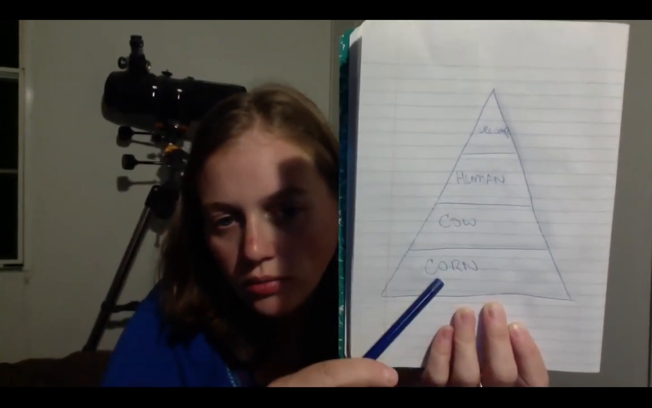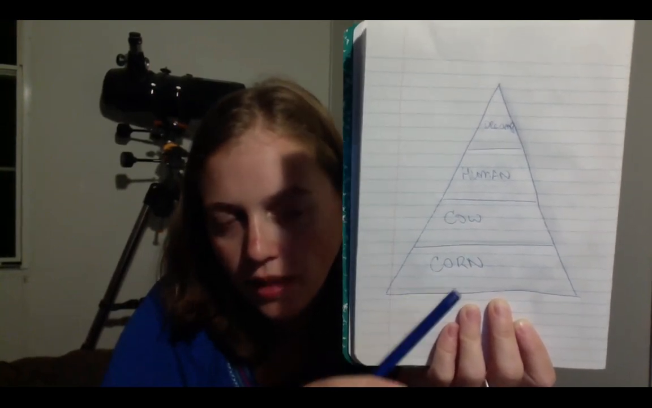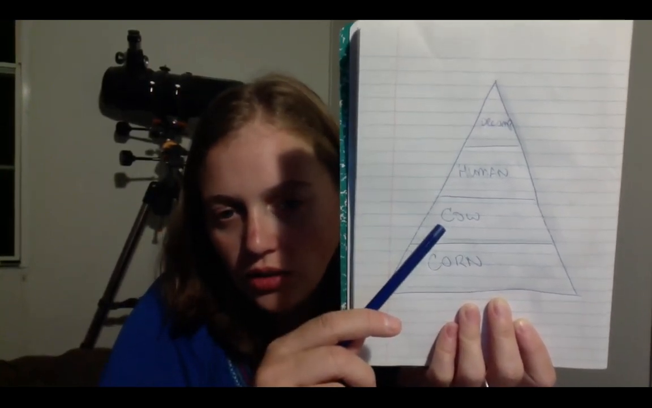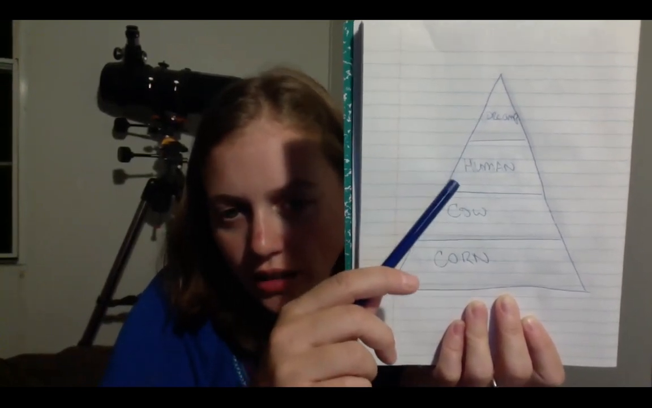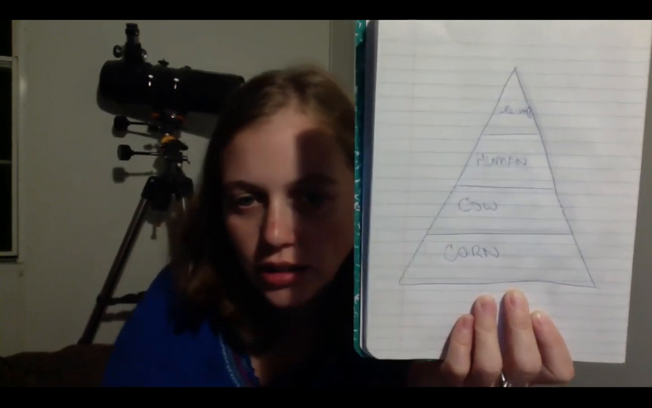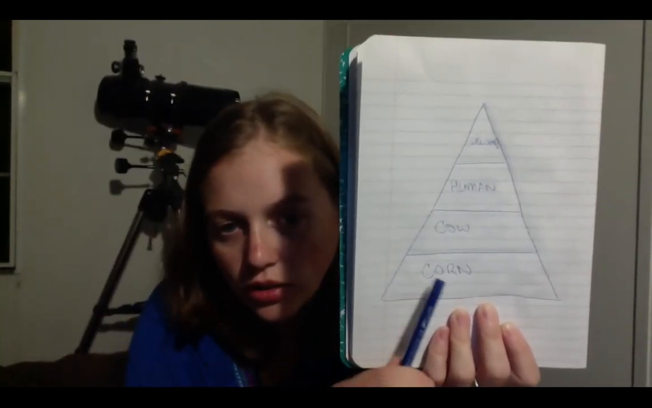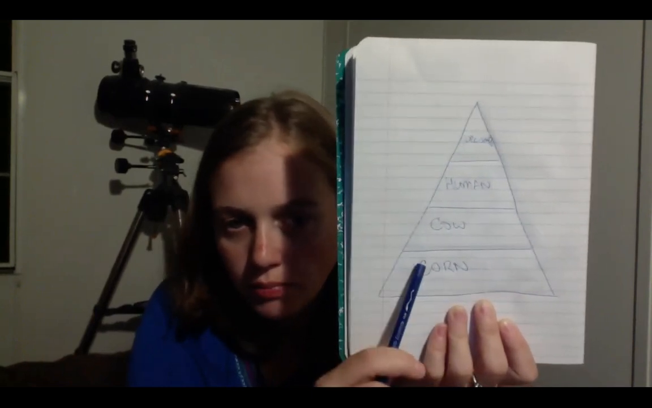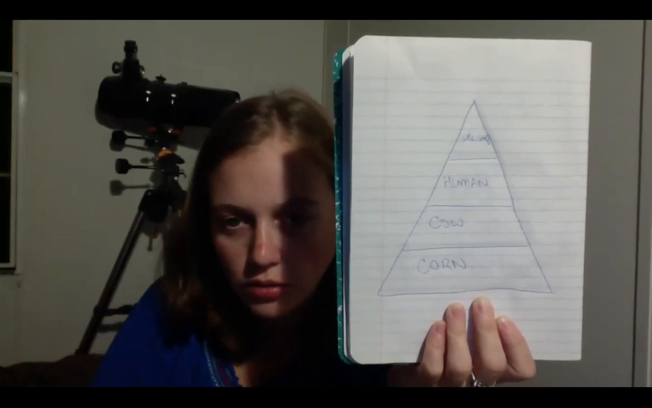We have corn, which is a primary producer, it's a plant. And then we have the cow, which is a primary consumer. The human would be a secondary consumer, and our decomposer is a decomposer. So the most available energy is going to be in the corn because it's at the bottom, and the least amount of energy is the decomposer because it's at the top and has the smallest box.